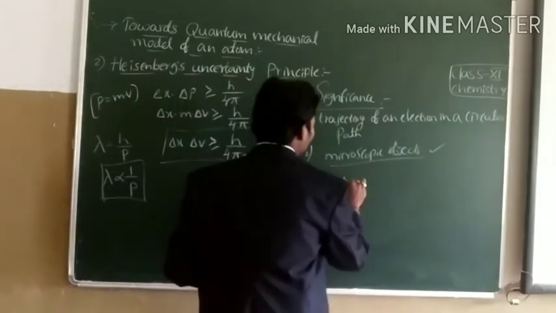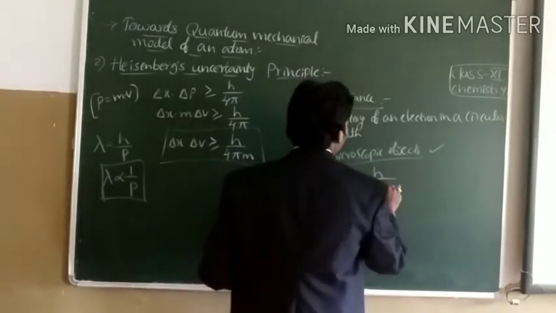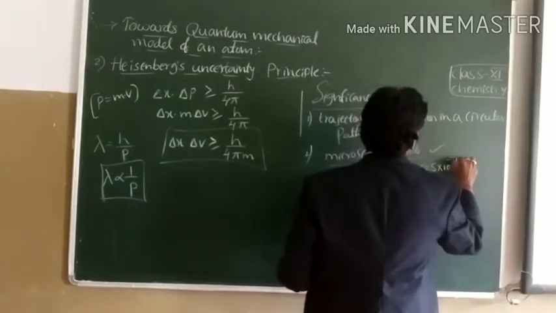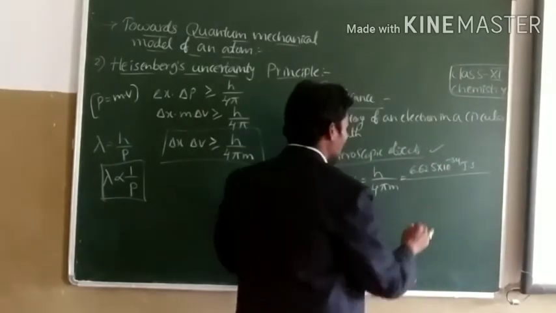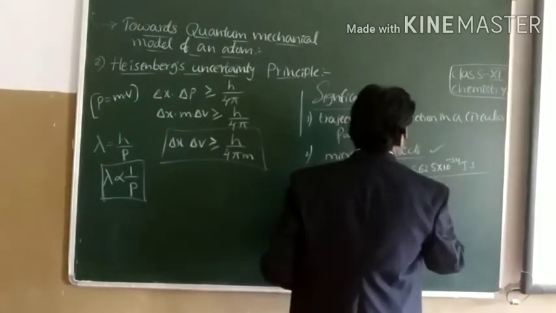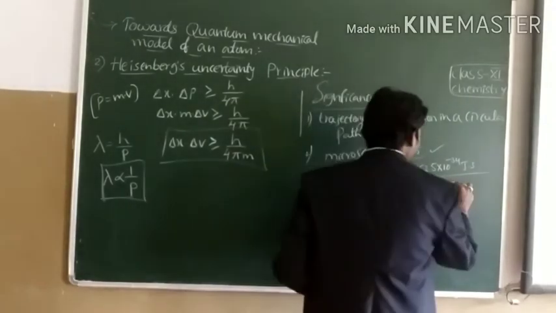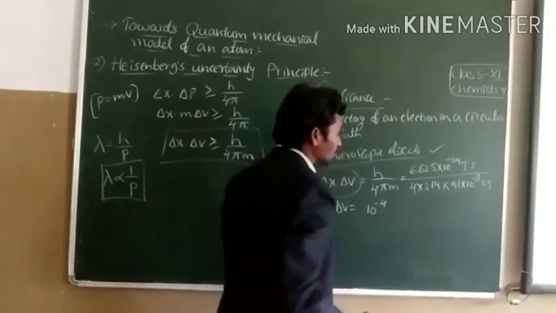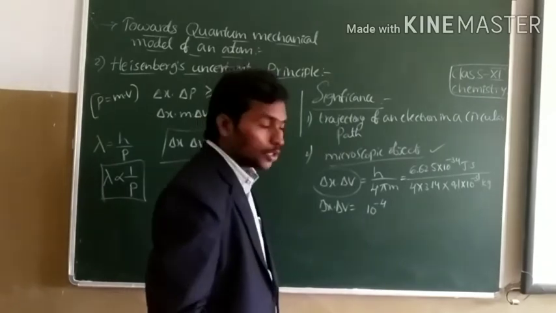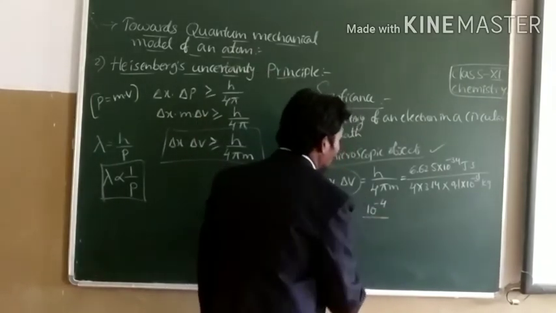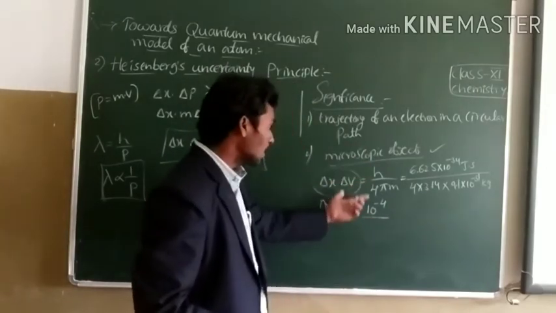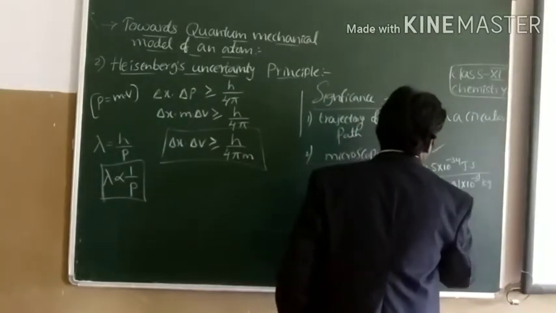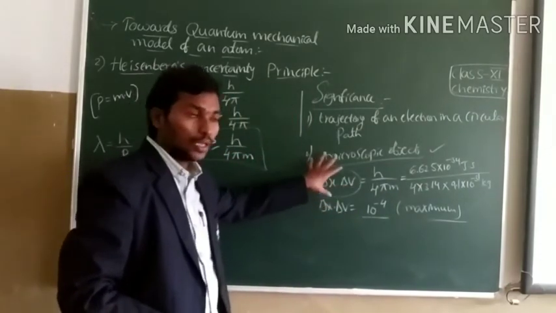Delta x into delta v is equal to h by 4 pi m. The h value is 6.62 into 10 to the power of minus 34 joule-second, pi is 3.14, and the mass of the electron is 9.1 into 10 to the power of minus 31 kg. This gives a value of the order of 10 to the power of minus 4. So for microscopic objects, this uncertainty value is maximum.